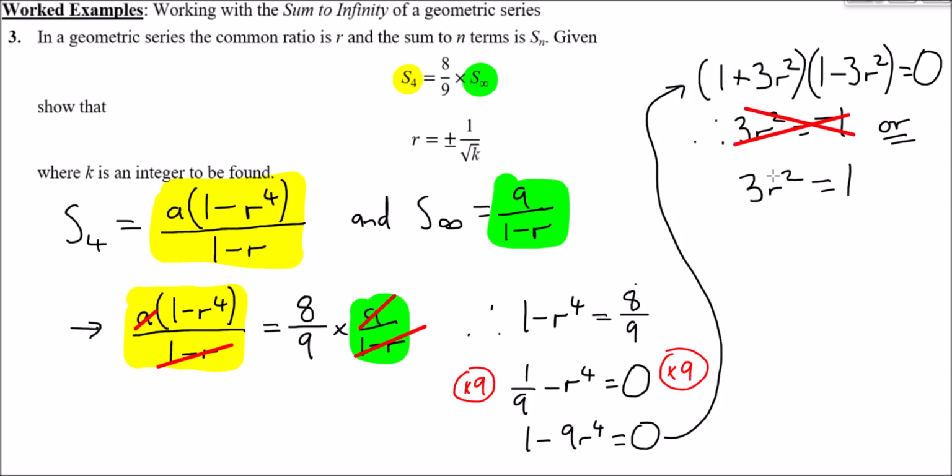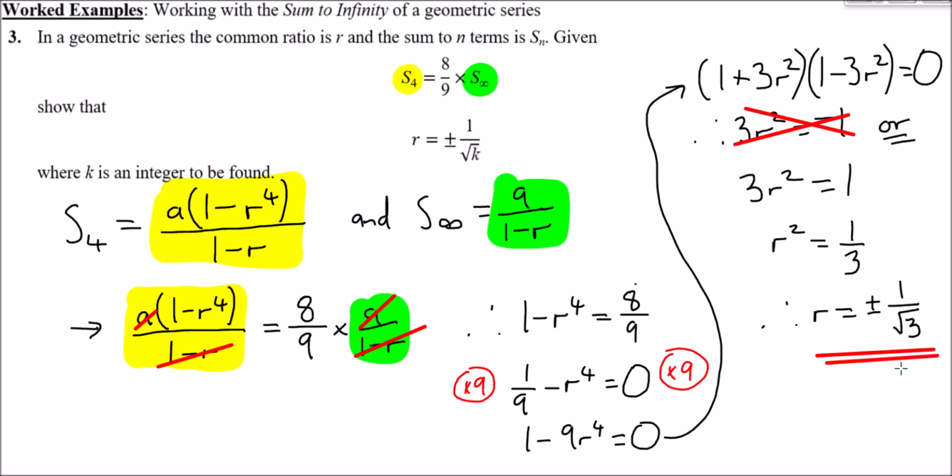So therefore, it's got to be that 3r squared is 1. Divide through by 3, we get r squared equals 1/3. Finally, square root, and consider both positive and negative roots. We see that r is therefore plus or minus the square root of 1/3. The square root of 1 is 1. The square root of 3 we leave as 3. And so that's how we arrive at this answer.